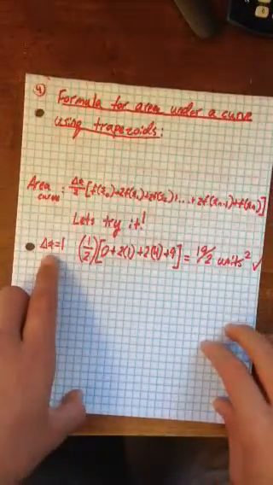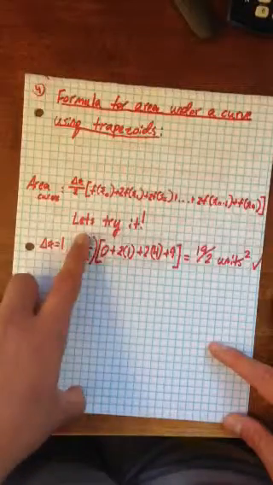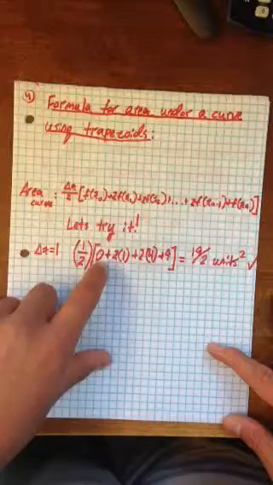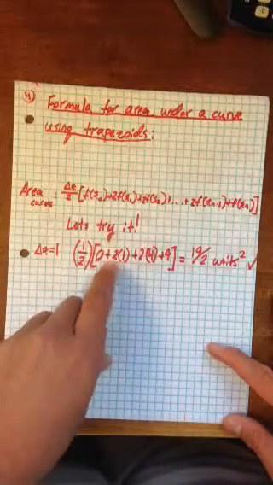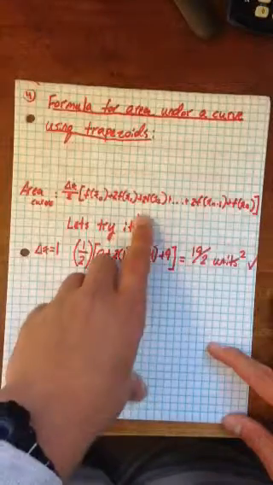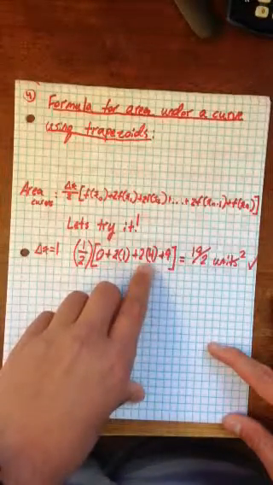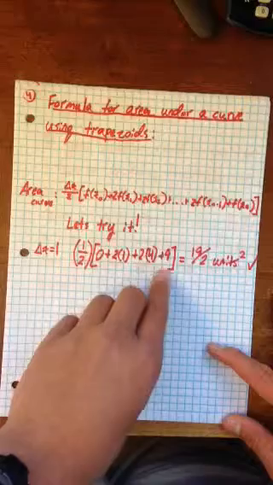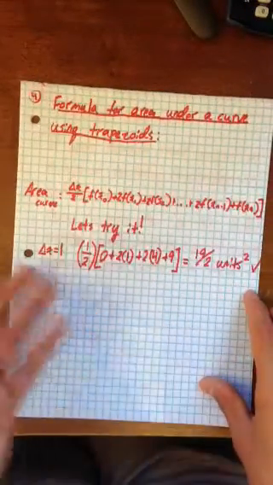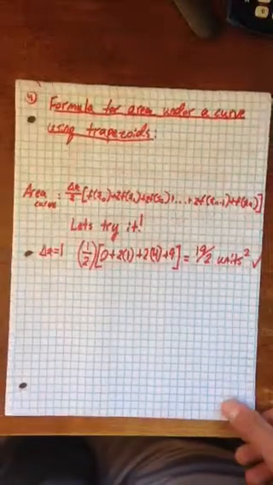So our delta x for our original one was 1. So 1 over 2 times f of x sub 0, which was 0. Plus 2 times f of x sub 1, which is 2 times 1, is 2. Plus 2f of x sub 2, which is 4 times 2. And then plus 9, which is our last one. So 19 over 2 units squared. And it works out. So let's look at another shortcut.